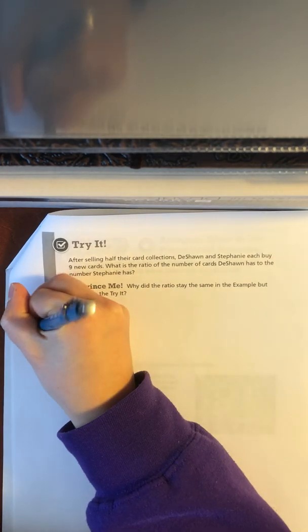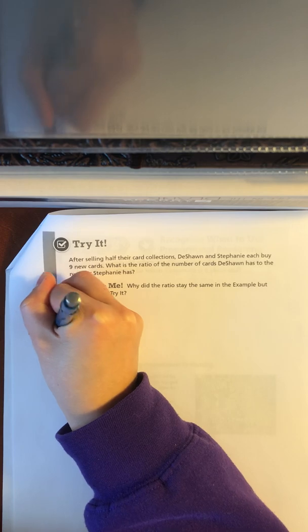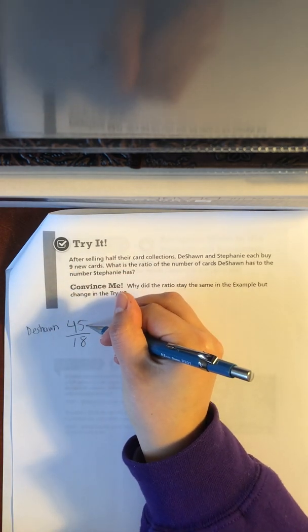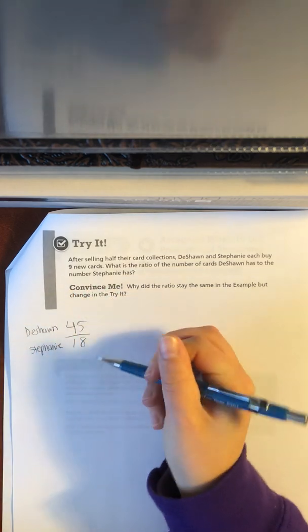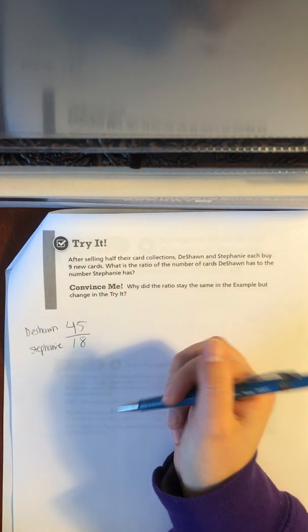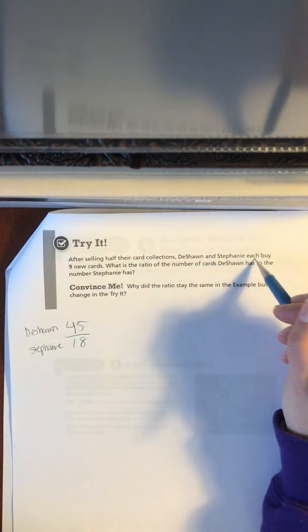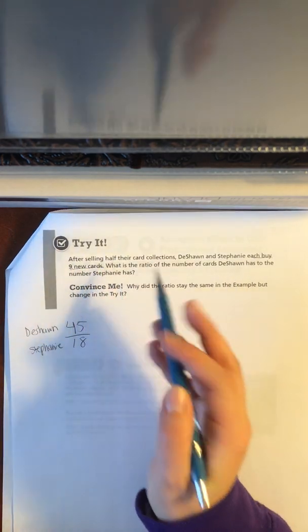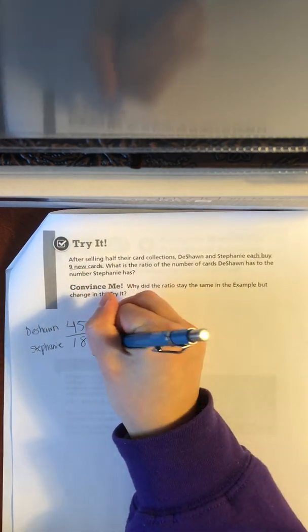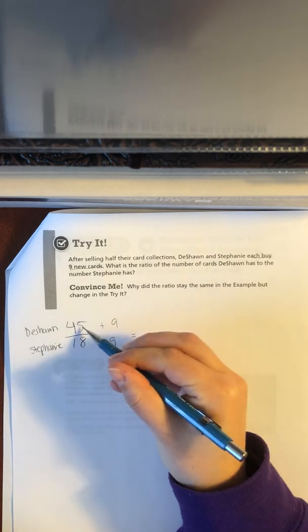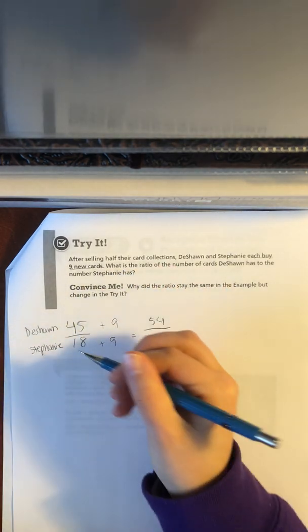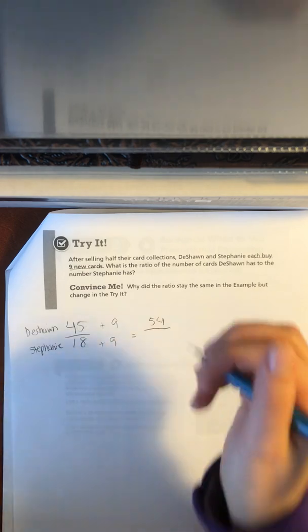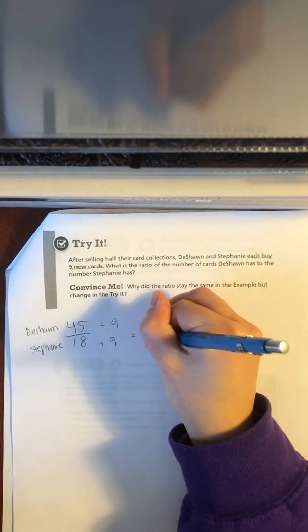Okay, so Deshawn, remember, he started with 90, he sold half his cards, now he has 45. And then this is Stephanie. She started with 36. She sold half her cards. Now she has 18. Now, if they are each buying 9 new cards, then we're going to add 9 to these values. So 45 plus 9, Deshawn now has 54 cards. And then Stephanie, 18 plus 9 is 27.